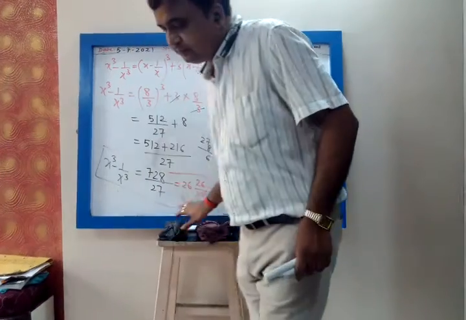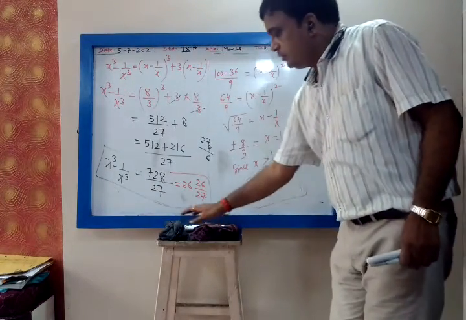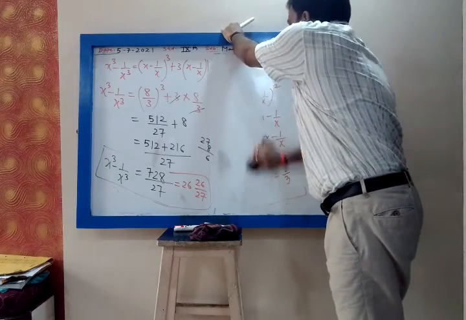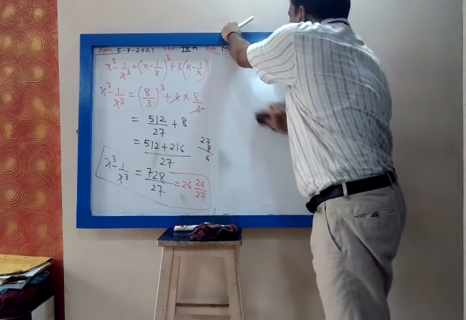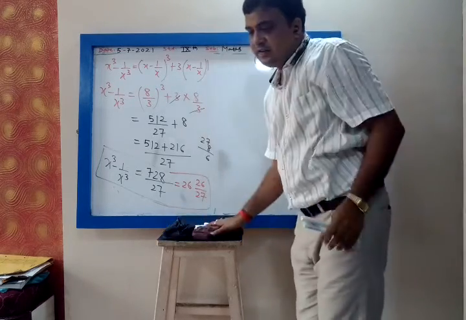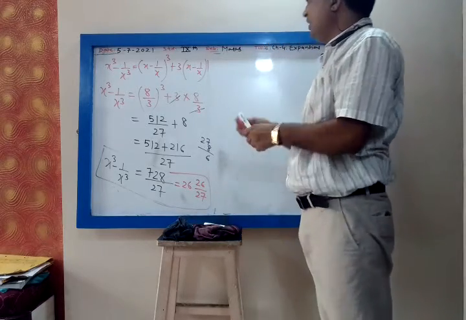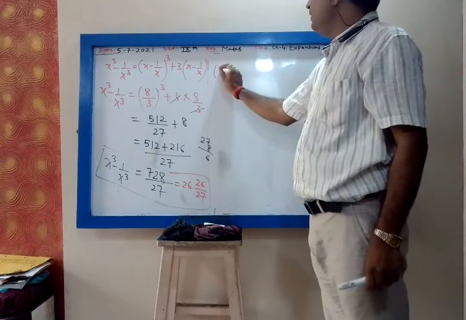Then the last problem: the difference between two positive numbers is 4. Okay.